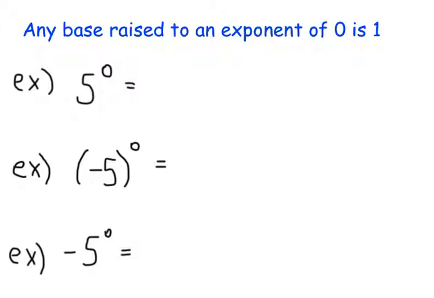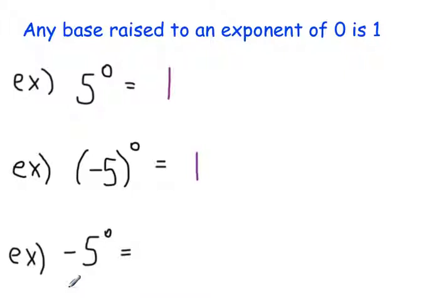Any base raised to an exponent of 0 is 1, always. Now let's try these last examples. At this point, you can pause the video and revisit it after you have tried these 3 examples, or follow along. 5 to the 0 power is 1. Any number raised to the 0 power is 1. Negative 5 raised to the 0 power is 1. We have not dealt with a negative number at this point. However, the entire negative number, negative 5 in its entirety, is raised to 0. Therefore, it's 1. Unlike the last example.